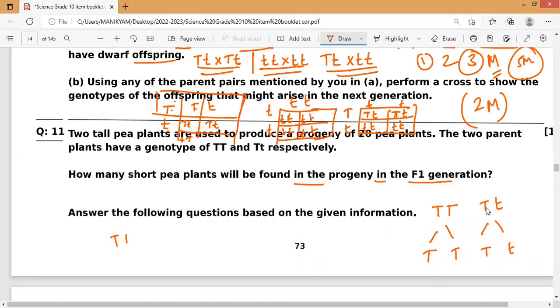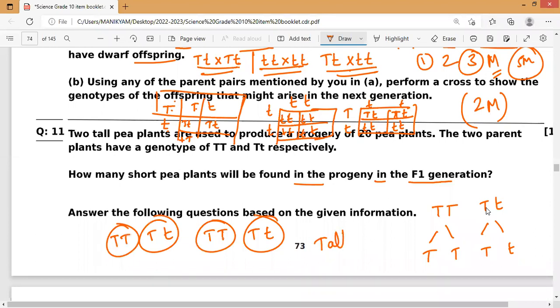Capital T, small t. Capital T, small t. So everywhere one dominant allele is there. So what will happen? Every plant will come out tall only. Understand everybody? So what about the dwarf plants, the short plants? What is the ratio? How many? Zero. You have to prove it; you don't just say it normally. That is what you have to remember.